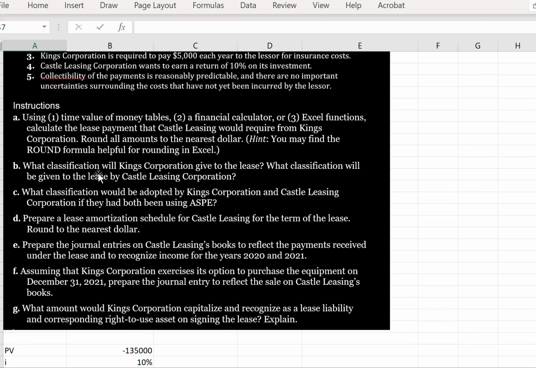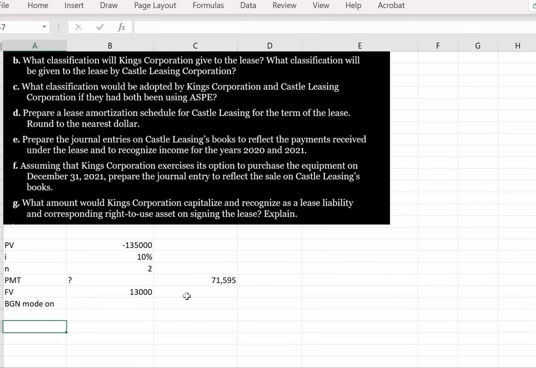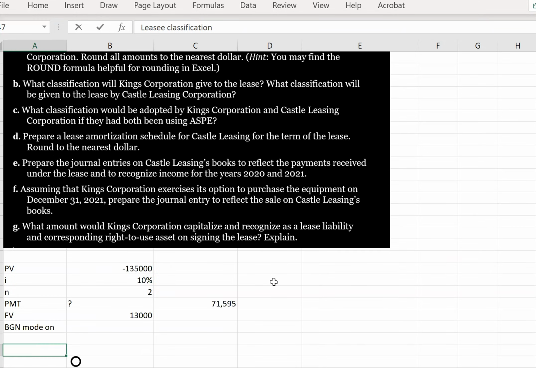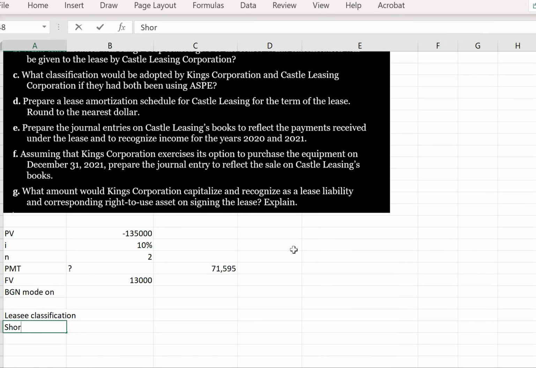Next, we're asked, what classification will King's Corporation give to the lease? King's Corporation is the lessee, so the lessee classification, and we're using IFRS here. From the lessee's perspective, all we need to know is, is this lease short term? 2 years, I would say no. And is it of low value? Payments of $71,000, $72K, no. So therefore, it is going to be a right-of-use asset. Those are the only ways of getting out of the criteria.